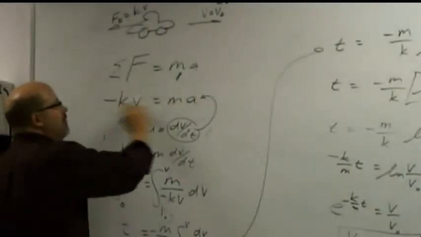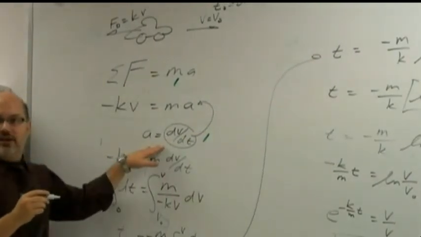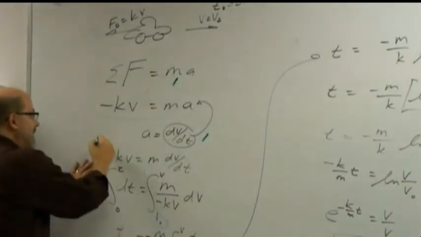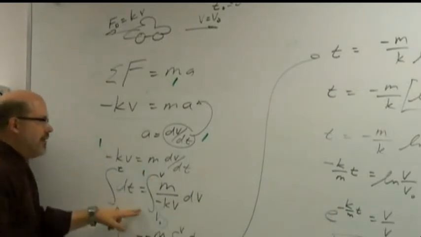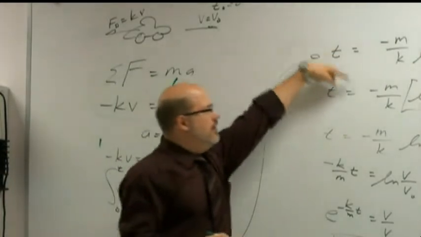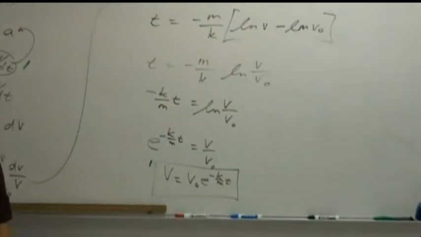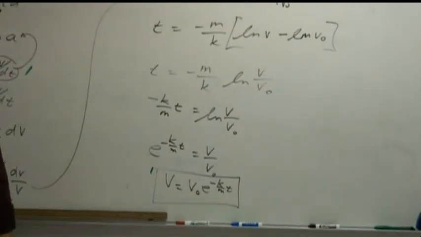Here's how it's graded. Setting up your F equals MA. Substituting in this, a equals dv/dt. Setting up your differential equations. Setting up your limits. How many points do you get for this? Nothing. Maybe one at the end. So set it up.